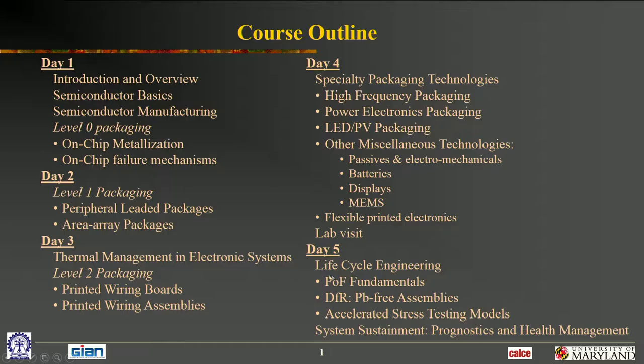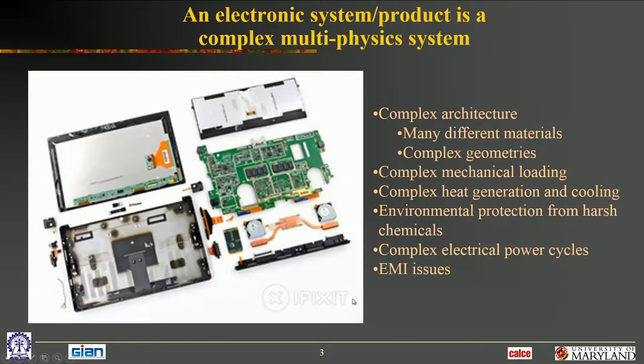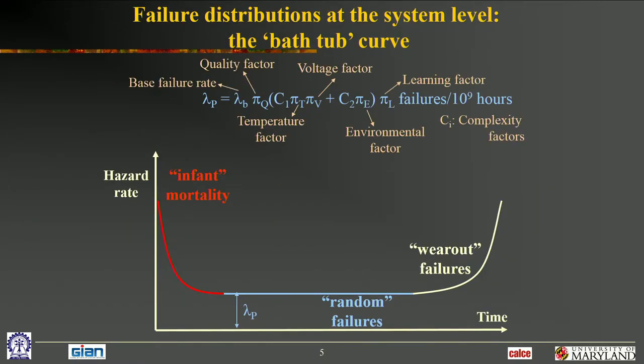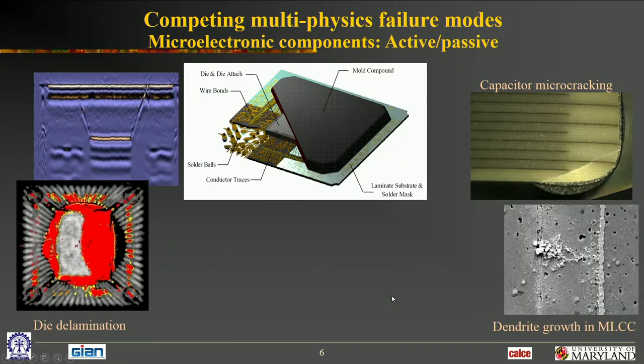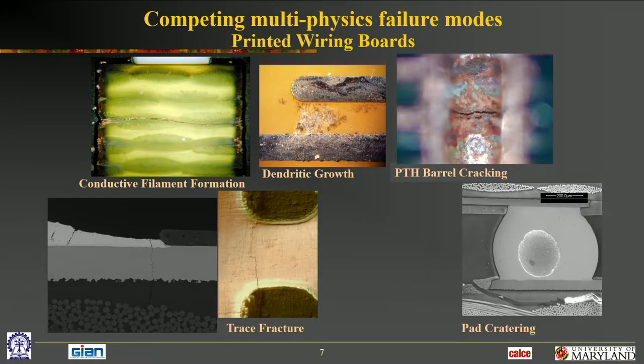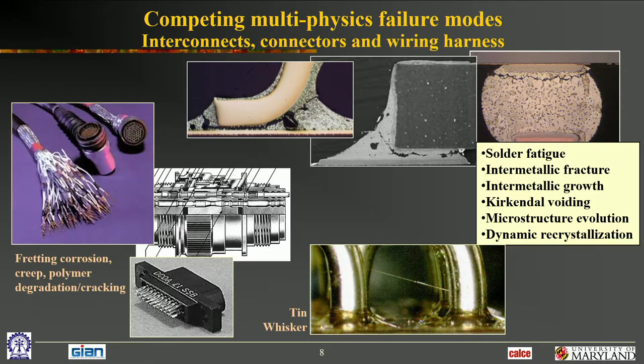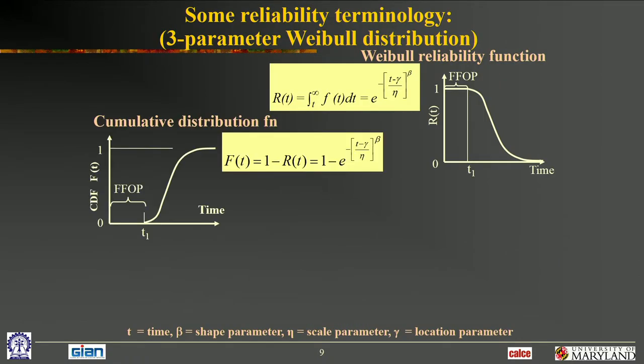Okay, so this is where we are. We started out with some introduction to life cycle engineering from a physics of failure perspective, and that's the perspective we're trying to build up. So let's get rolling. Where we stopped was with some discussion of the bathtub curve, and then I started to discuss some statistical distributions terminology in order to describe the bathtub curve a little better.